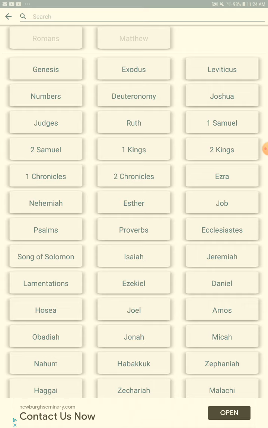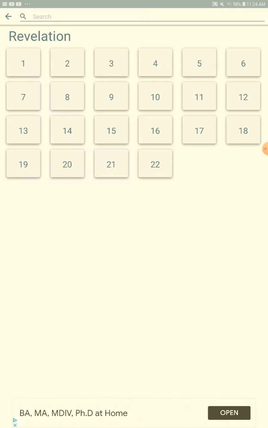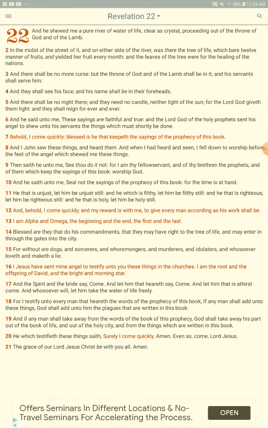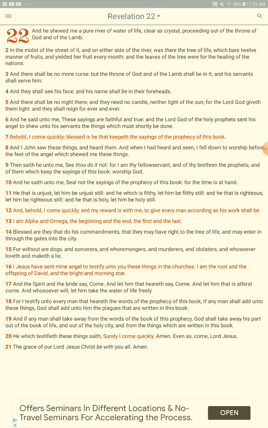And then you have, let's see, Revelation 22:16. All right. I, Yahushua, have sent my angel to testify unto you these things in the churches. I am the root and the offspring of David, and the bright and morning star. So he said he's the root and the offspring. All right, so the only way to be the offspring is to come through the seed line.